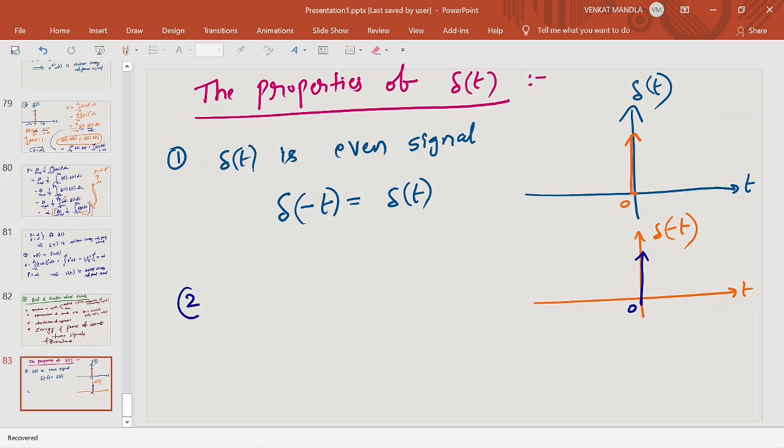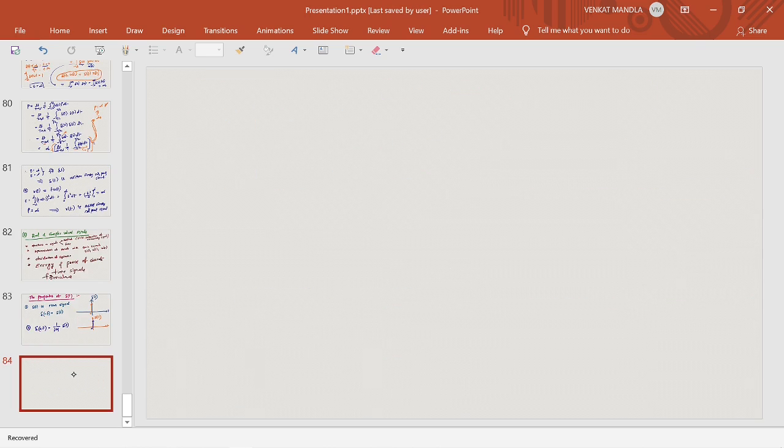And the next property is del of a into t equal to 1 by mod a times del of t. This is an important property, and I will derive this property. To derive this, I want to discuss some more things. Suppose x of t equal to a into del of t.